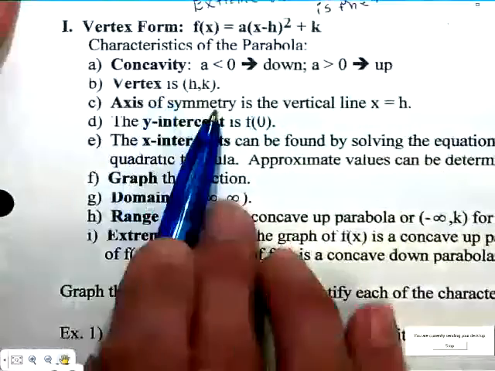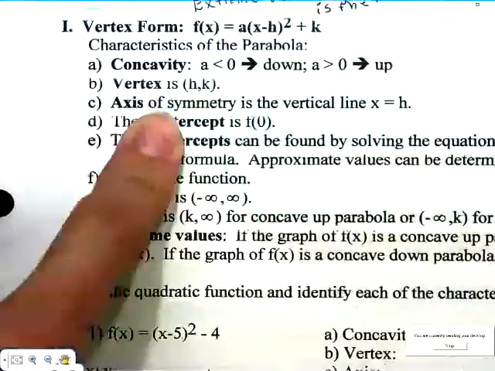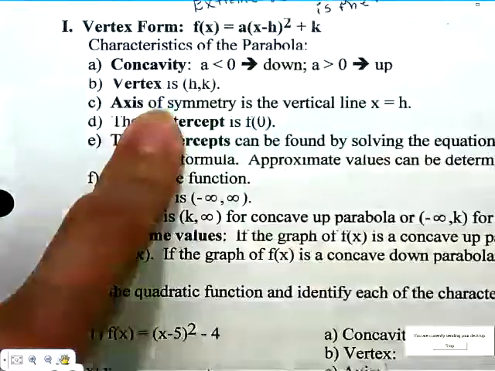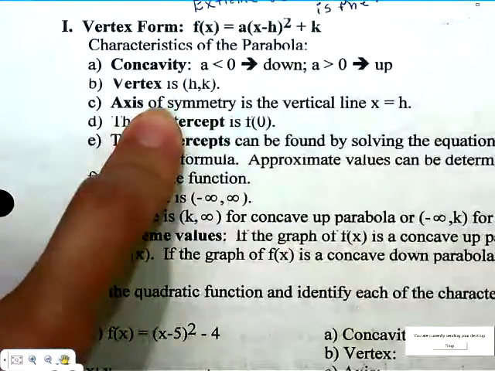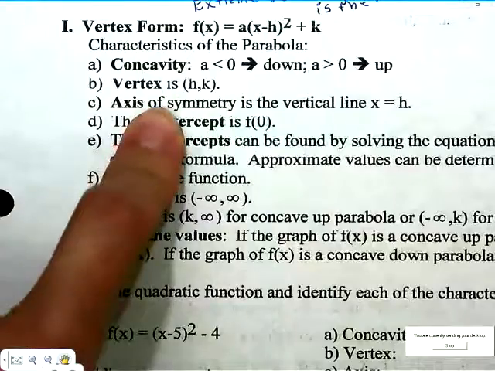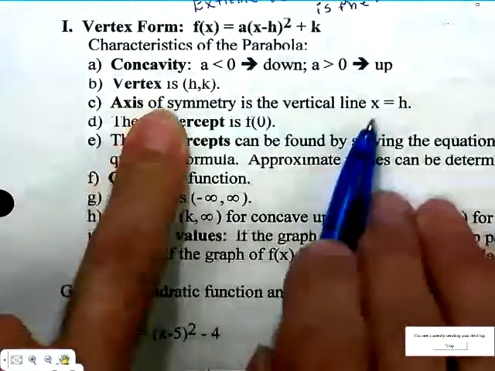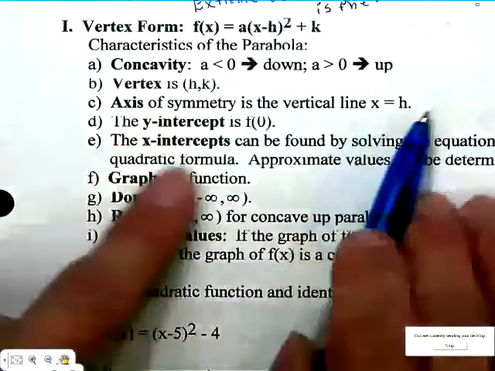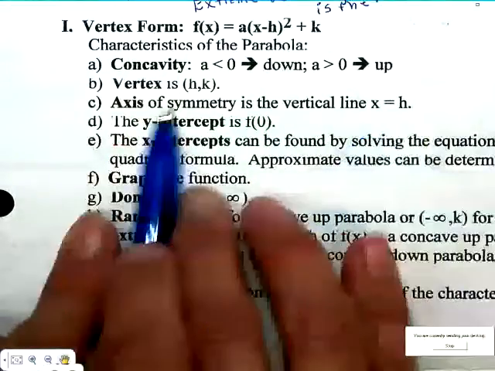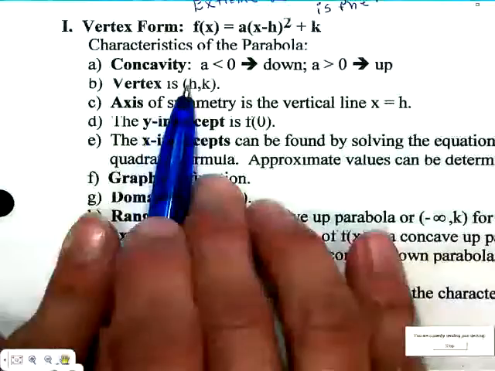The axis of symmetry: we're only going to talk about in this section parabolas that open either up or down. So the axis of symmetry is always going to be a vertical line. The fact that it's a vertical line means the equation is going to be x equals something. And the fact that it goes through the vertex means x is going to be whatever you wrote for the x coordinate of the vertex.